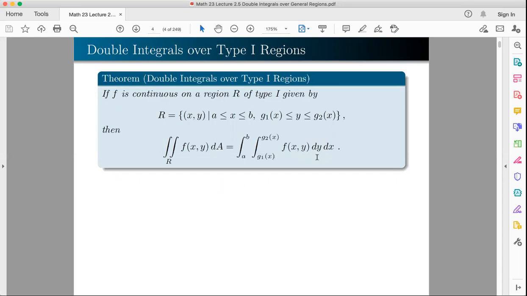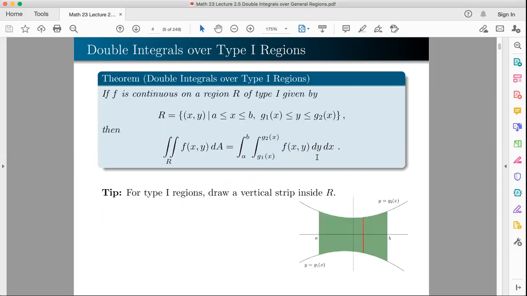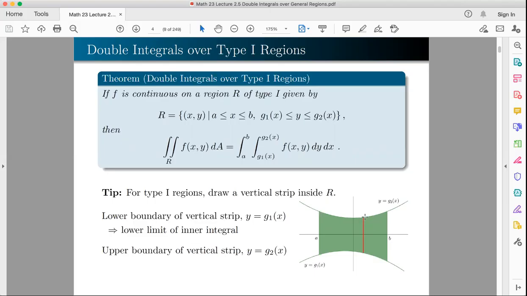To determine the limits of the inner integral, we use a vertical strip inside the region R, and the lower boundary of the vertical strip corresponds to the lower limit of the inner integral, and the upper boundary of the vertical strip corresponds to the upper limit of the inner integral. So the function below is our lower limit, and the function above is the upper limit of the inner integral.